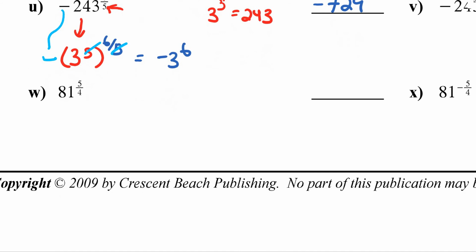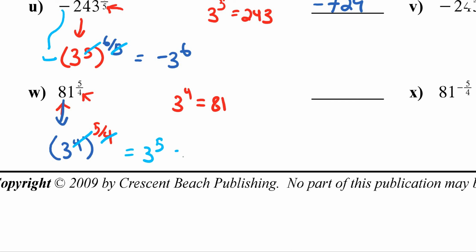All right, almost done here. Last one, there's a 4 on the bottom and there's an 81. So it's 3 to the power 4 is 81. Okay, so instead of writing the 81 here, I can write 3 to the power of 4, and then the 5 over 4 tags along. You'll notice that the 4's cancel off and you get 3 to the power 5. 3 to the power 5, it's going to be 243.